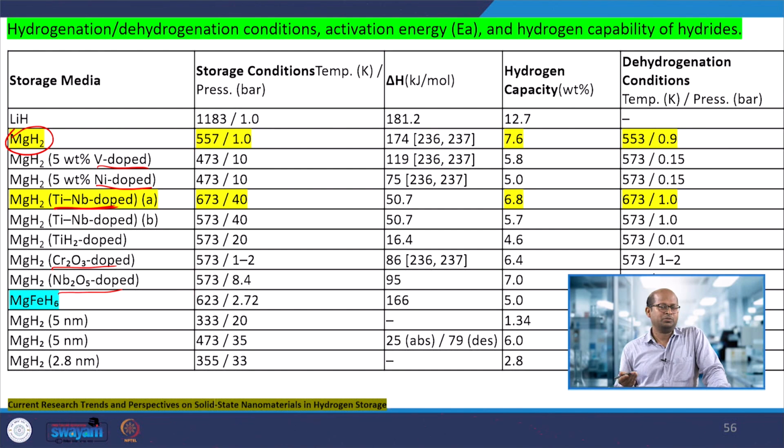The role of those nanomaterials is to lower the desorption temperature. As a result, the desorption kinetics would be higher or better. Here you can see the hydrogen storage capacity of MgH2, that is 7.76 weight percent. When niobium oxide is doped, it can store reversibly approximately 7.08 percent of hydrogen.